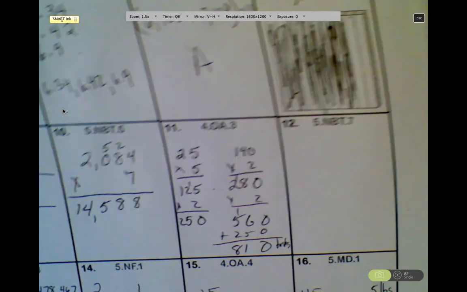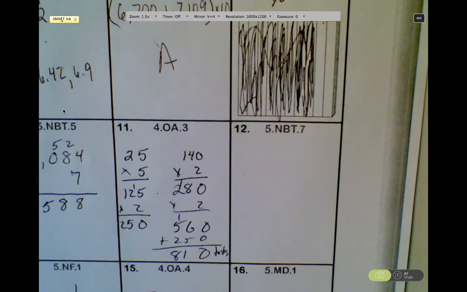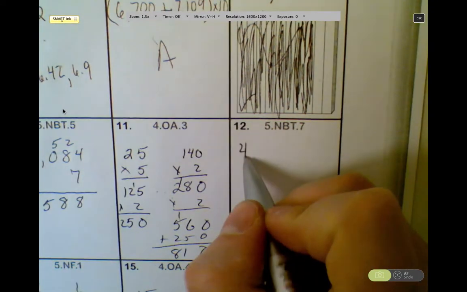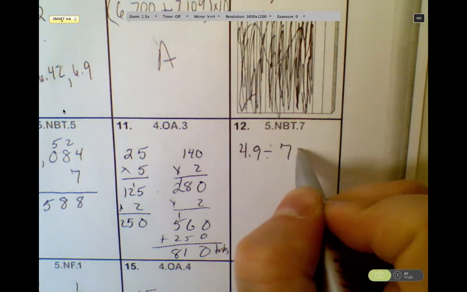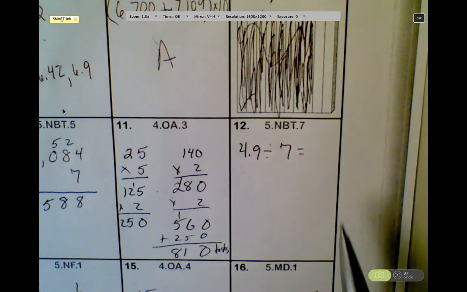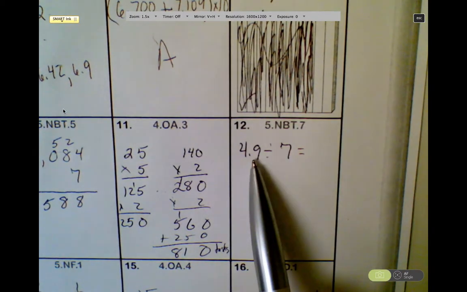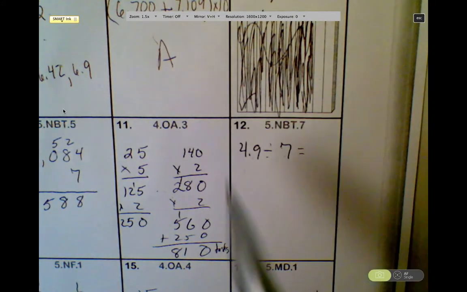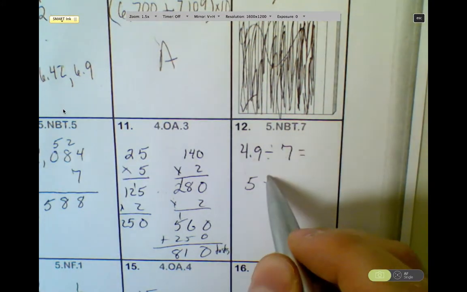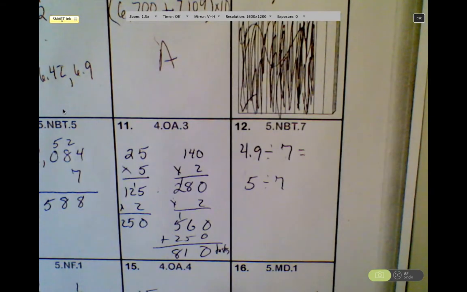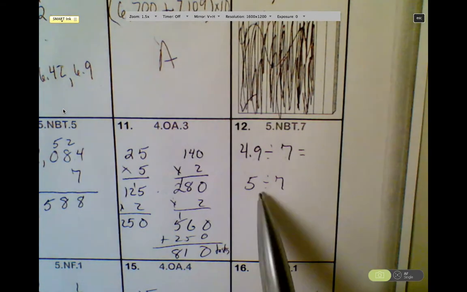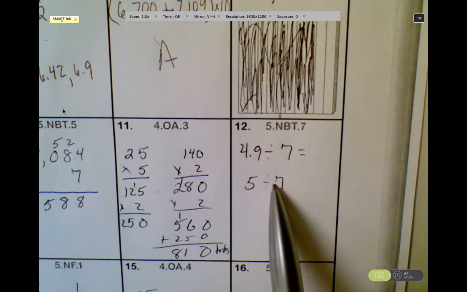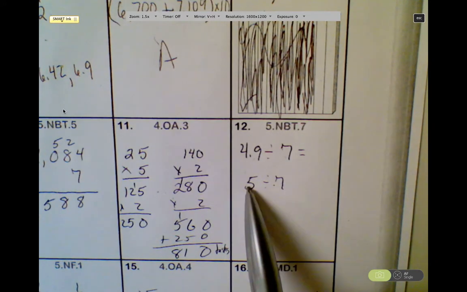Number 12, estimate first, then find the exact quotient. So if I have 4.9 divided by 7, it's a little tricky because you're trying to divide a smaller number by a larger number. We can assume that this is 5 divided by 7. It's not going to help me out too much, but all I do know is that it is going to be smaller than 1. Alright, so when you're finished, your answer should be smaller than 1.